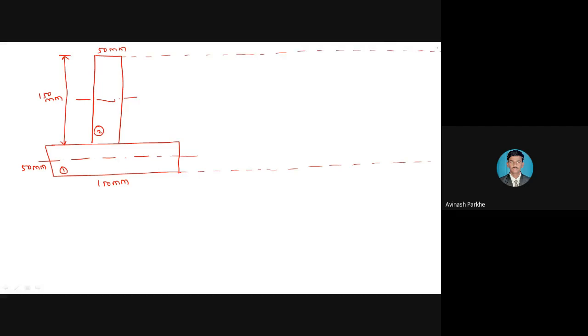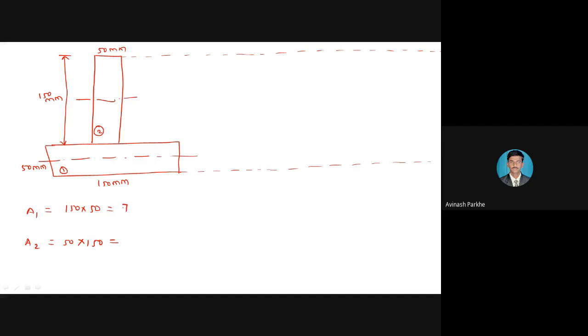Okay, so this is the actual figure. Section number 1 is there, section number 2 is there. Now here this is the unsymmetrical section. As I have to calculate sigma T and sigma C, first of all we have to calculate the y bar distances. So here A1, A2. A1 is equal to 150 into 50 and A2 is equal to 50 into 150.